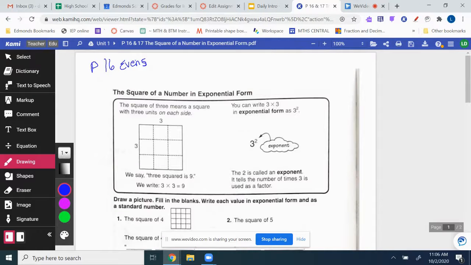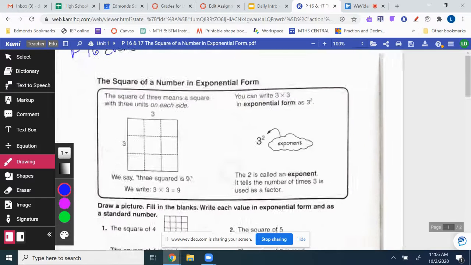Right, today we're going to do page 16 and 17. You're only doing the evens. And we're going to be talking about squares and cubes, and we're going to introduce exponents to you. Now, exponents might be something new to some of you, and some of you might be like, nah, we did this years ago. So let's take a look into this.